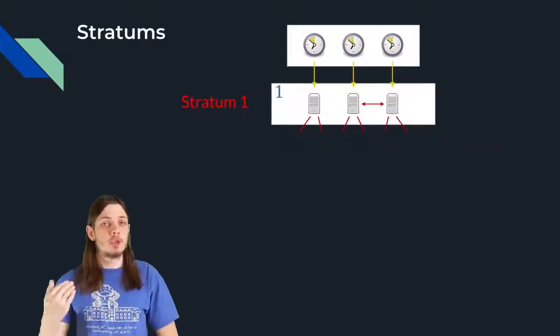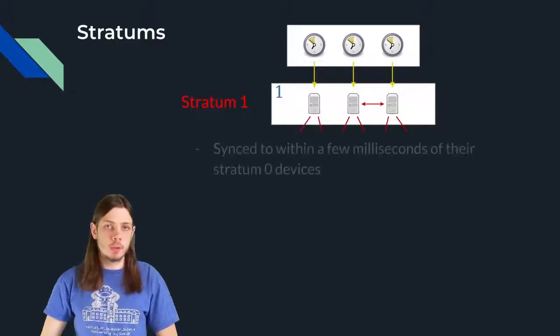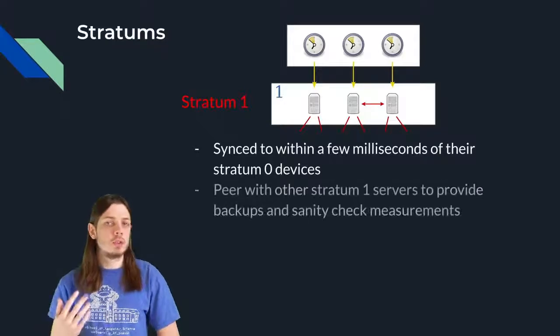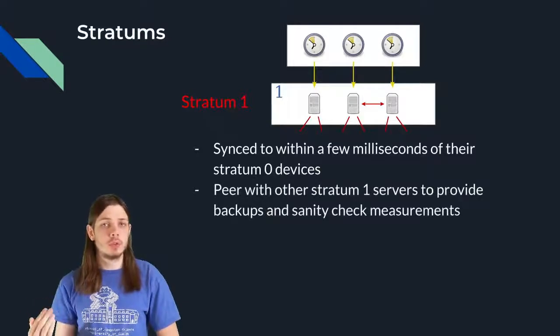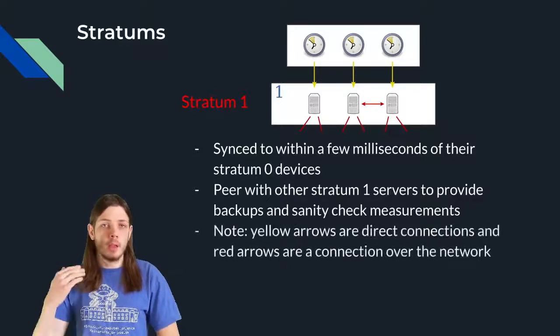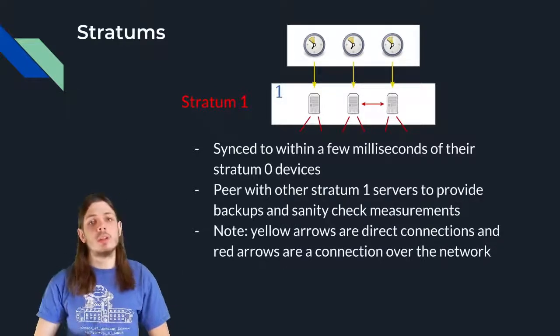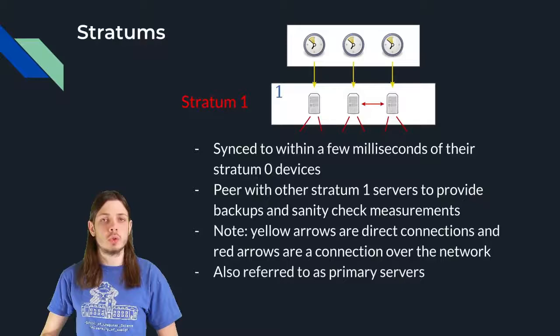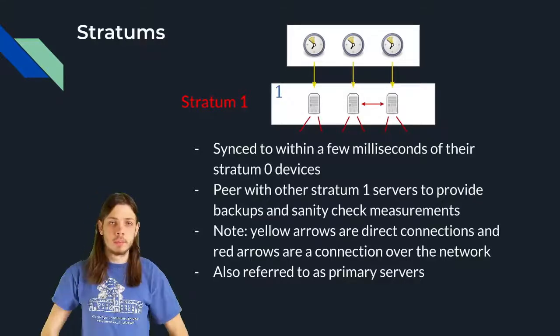Moving down a layer, we have stratum 1 servers. These are computers whose system time is synced within a few milliseconds of their stratum 0 devices. These servers may also pair with other stratum 1 servers to provide backups and sanity check their measurements. Note in this diagram, yellow arrows indicate a direct connection, whereas red arrows indicate a connection with the network. Stratum 1 servers are also referred to as primary servers.